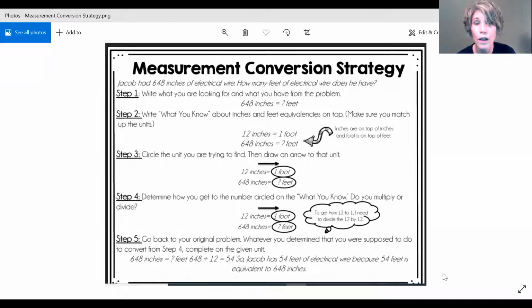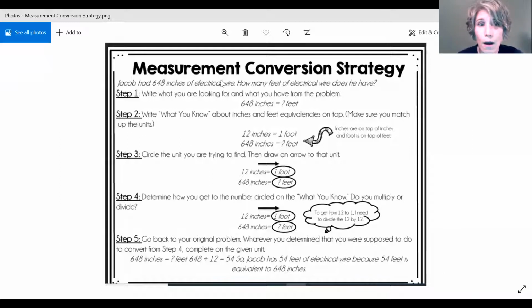Now you may have noticed that we have a chart posted in Schoology. Maybe your teachers gave it to you, and it is a very handy chart indeed. It's called the Measurement Conversion Strategy. This really helps us narrow down on what exactly we are supposed to do in order to convert or change those. Now, we can't change pounds to inches, of course, and we can't change inches to gallons. That doesn't work. But we can change inches to feet.